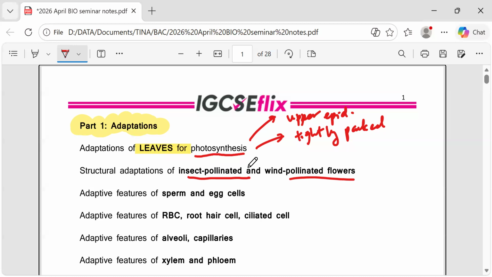Adaptive features of sperm and egg, can you remember? Sperm has the enzyme in the acrosome, which digests the jelly coat. And then it also has mitochondria in the midsection. And the egg cell has a layer of jelly coat. Red blood cell, root hair cell, ciliated cell, I'm sure you know. Red blood cell has a biconcave shape and a lot of hemoglobin. Root hair cell has a large extension. Ciliated cell has cilia, which helps to push the mucus.